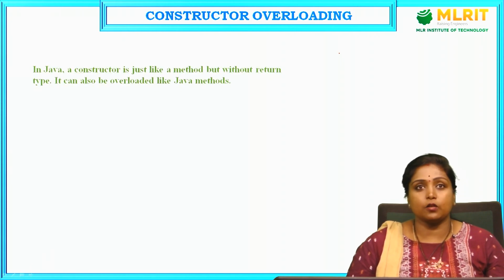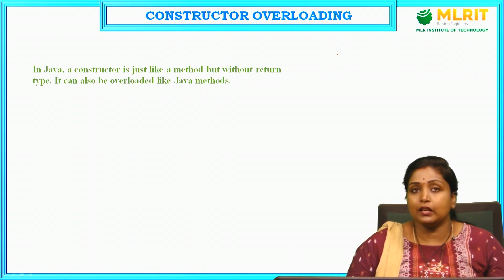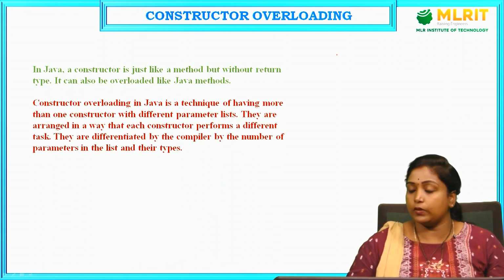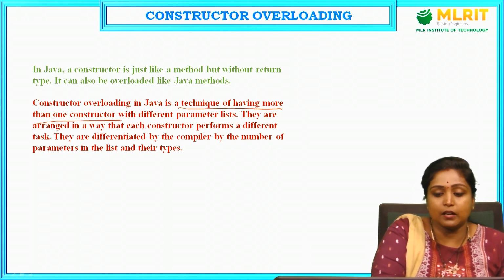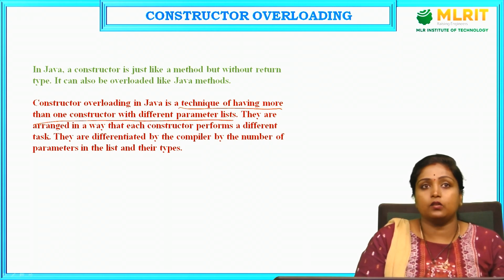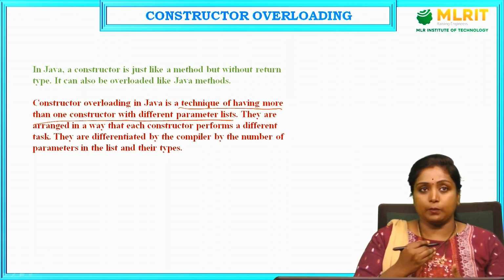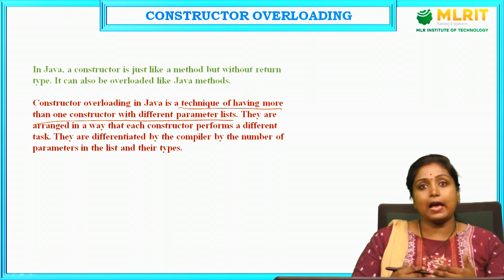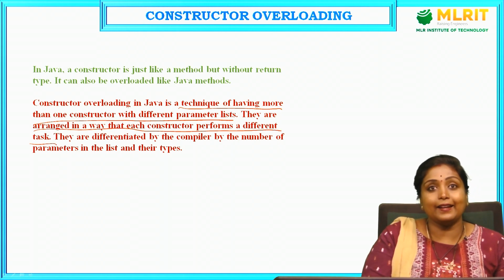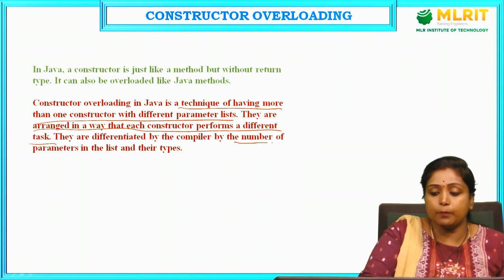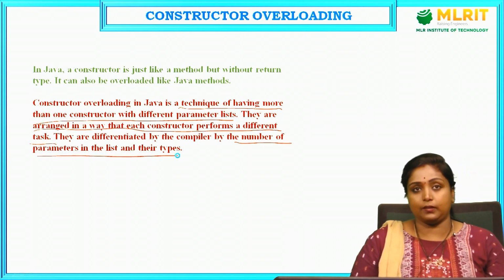So what is constructor overloading? We know a constructor is just like a method, but it won't return anything, and we can overload it like Java methods also. So constructor overloading is a technique of having more than one constructor with different parameter lists. However you supply the parameters, accordingly you will have to have the constructors. They are arranged in a way that each constructor performs a different task, and they are differentiated by the compiler by the number of parameters in the list and their types.